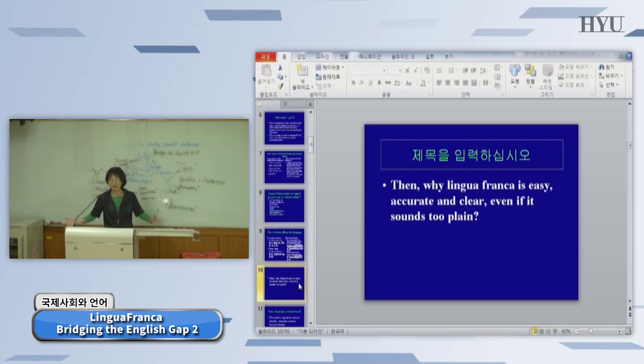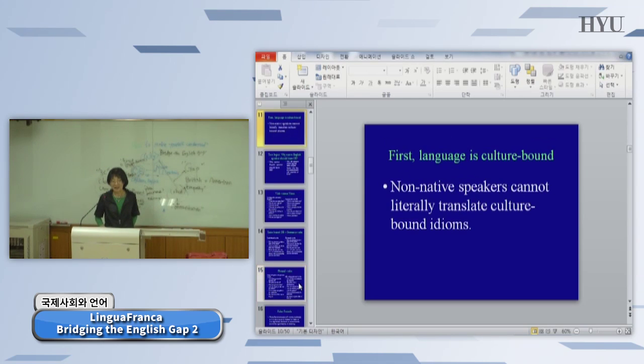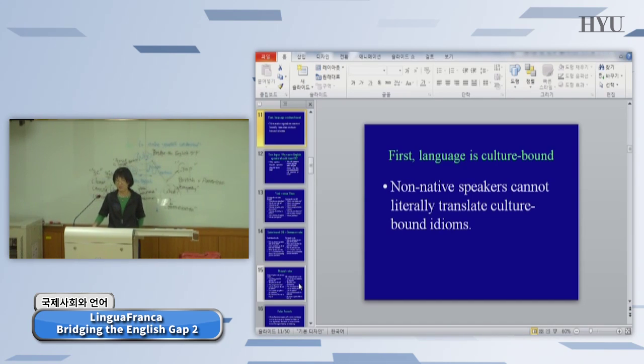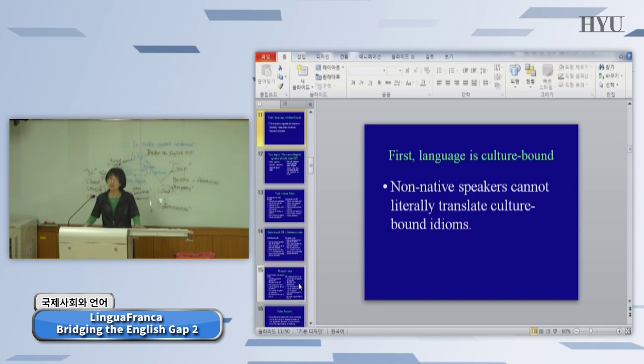So then why is lingua franca easy, accurate, and clear, even if it sounds too plain? I'm talking about offshore English. Offshore English sounds too plain to American ears, but it is very clear when you are talking among Asian speakers. First, language is culture bound. So non-native speakers cannot literally translate the culture-bound idioms.